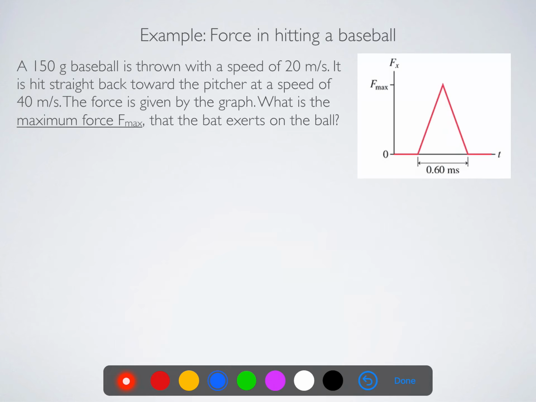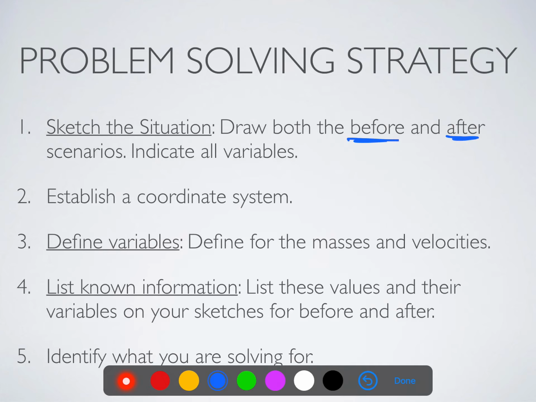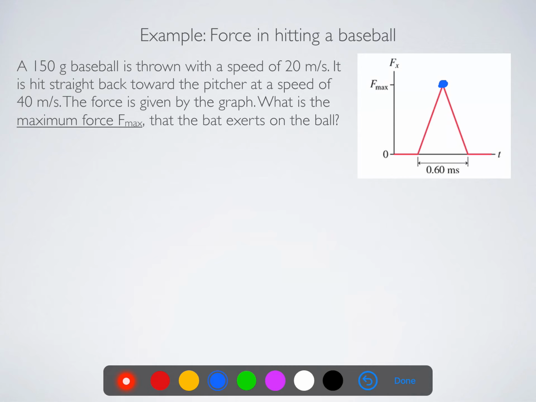We've got a 150-gram baseball thrown with a speed of 20 meters per second. It's hit straight back towards the pitcher at a speed of 40 meters per second. The force is given by the graph, and what is the maximum force? So we're looking for this point right here. What is the maximum force that the bat exerts on the ball? So sketch the situation before and after. Initially, we've got the bat right here, and we have the ball moving towards the bat.